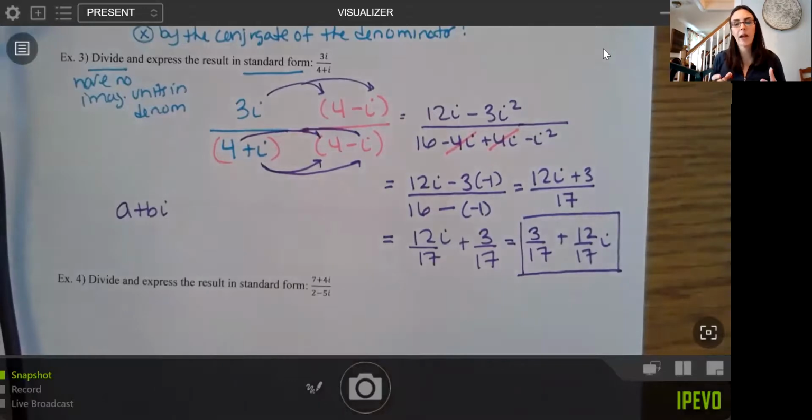So that's how we divide. We're actually not doing any sort of long division here. We're trying to clear out that i in the denominator so that we can write it in standard form. That's our goal. All right, let's do another one.